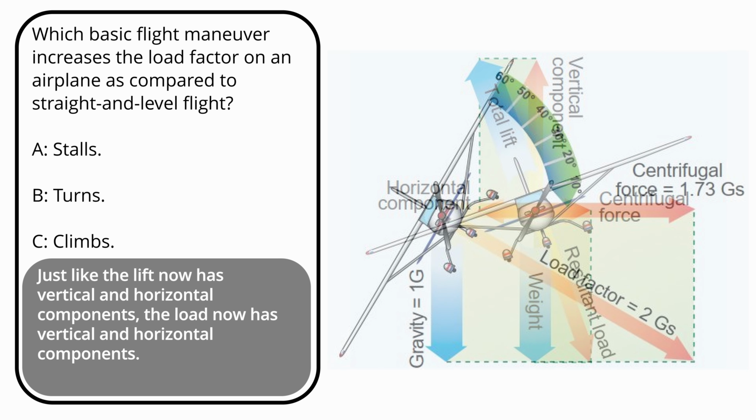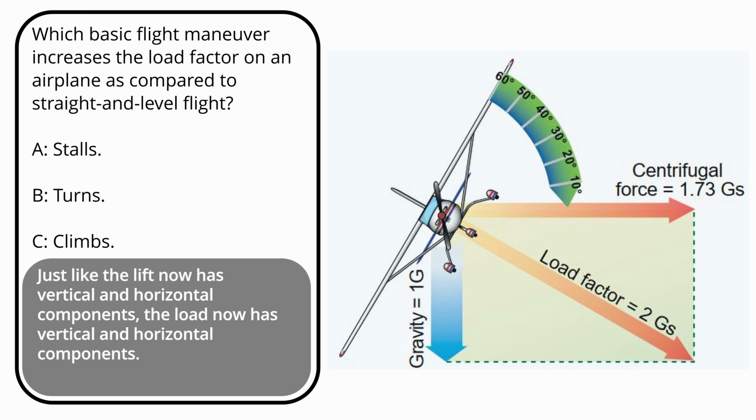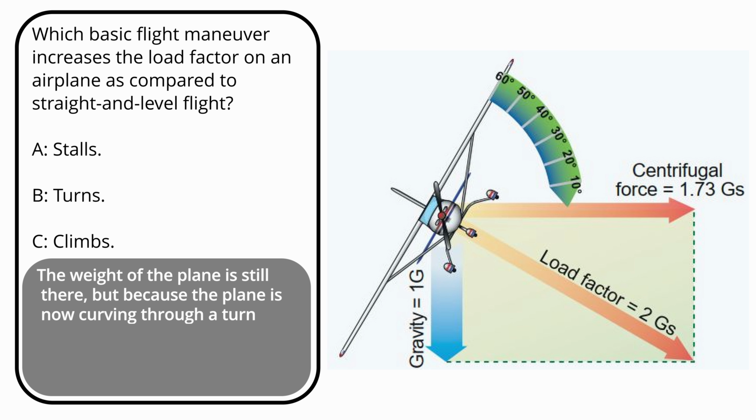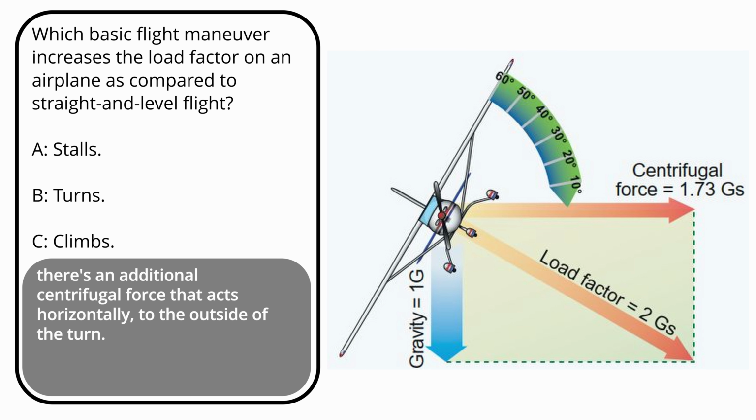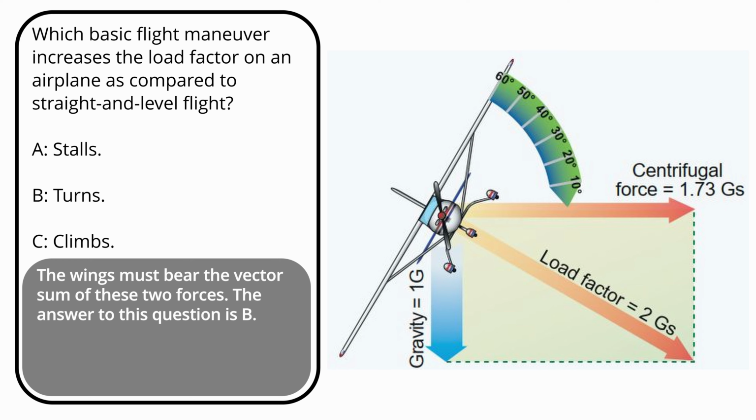multiplied weight. Just like the lift now has vertical and horizontal components, the load now has vertical and horizontal components. The weight of the plane is still there, but because the plane is now curving through a turn, there's an additional centrifugal force that acts horizontally to the outside of the turn. The wings must bear the vector sum of these two forces. The answer to this question is B.